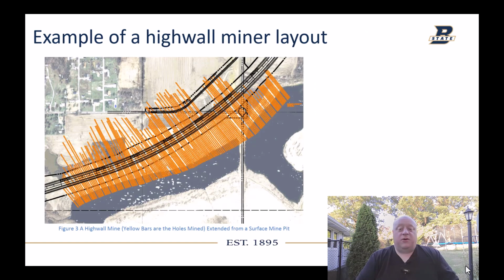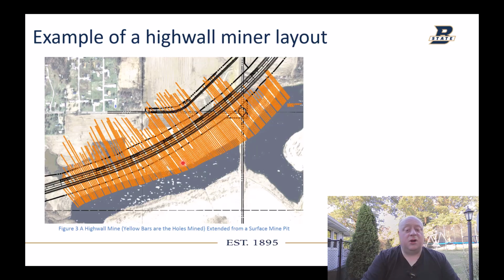So here's an example of a highwall miner layout. You can see, if I turn on my laser pointer here, highwall miner holes here in orange at the edge of the pit, right, at the high wall. You have multiple layouts here. You can see here there's relatively few holes per panel. A lot of them are 5, maybe 6 or so. There's also significantly sized barriers here, right? You can see in between the panels.